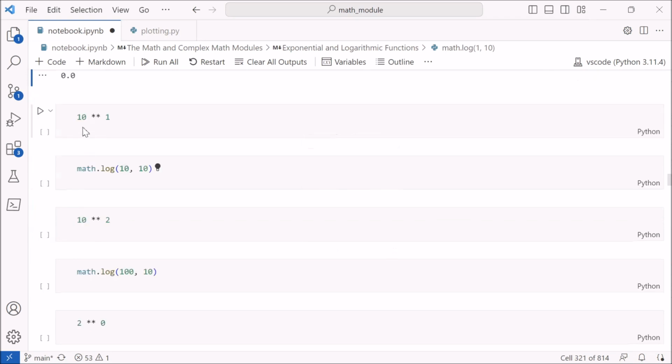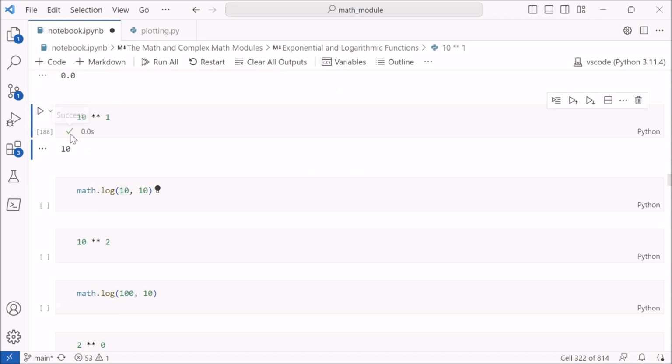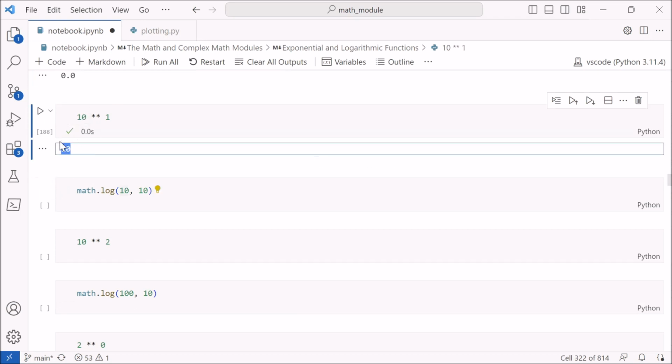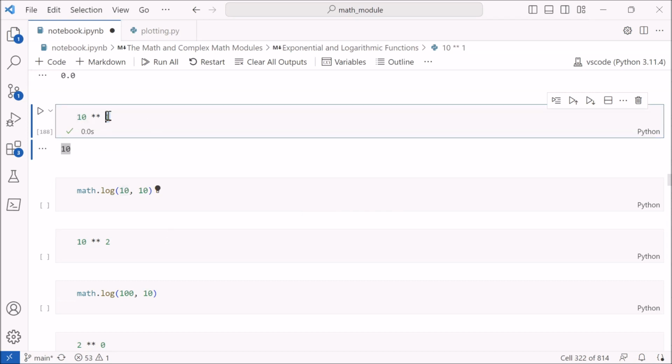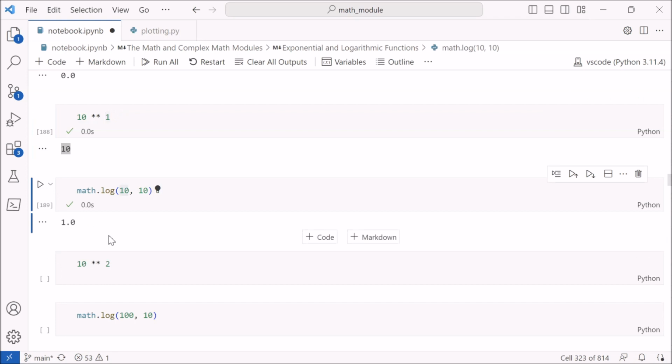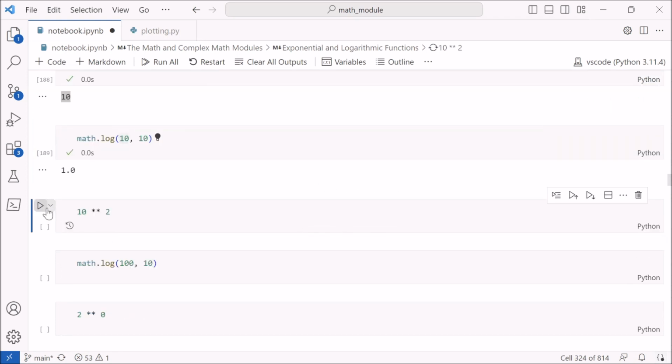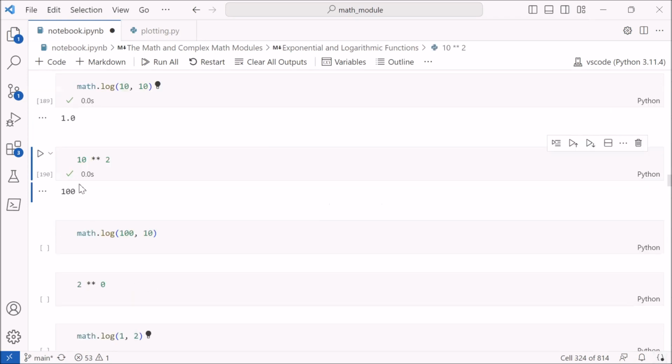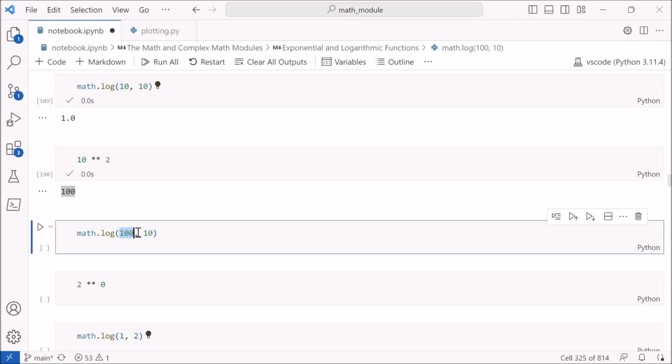And now if we have a look at 10 to the power 1, then we should get 10. And what we actually want is this 10 here and this 10 here, and we should get this 1. And 10 to the power of 2 is 100. So once again, we specify 100 here and then specify our base of 10, and we should get 2.